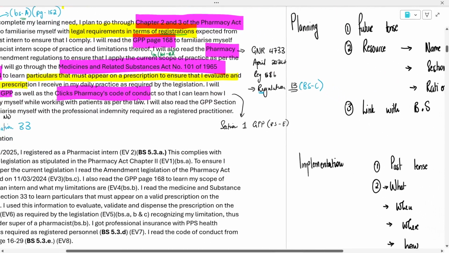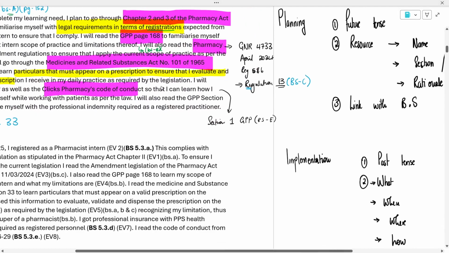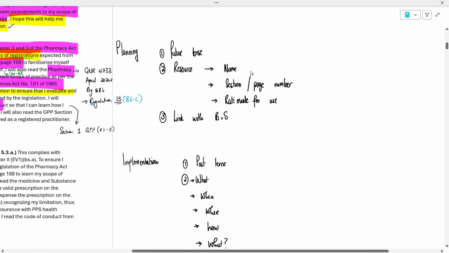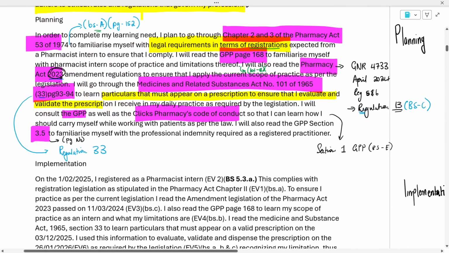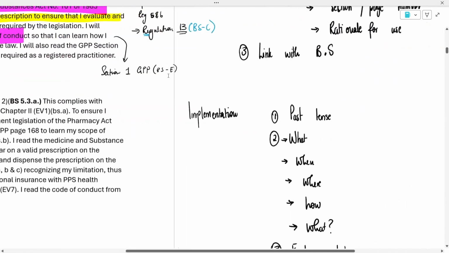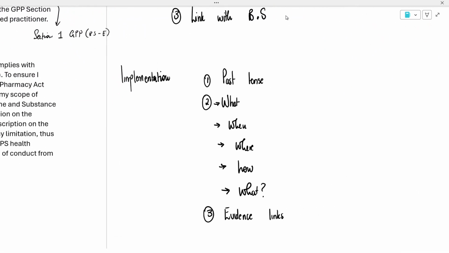So then the main gap that I saw in your planning is, let me just space this right. Okay, it's linking with behavioral statements, and then page number inclusion, and yeah, I think that's okay. That's okay with the planning. So in the implementation, we'll do the same thing as well.